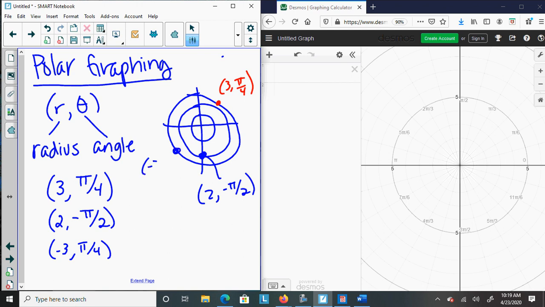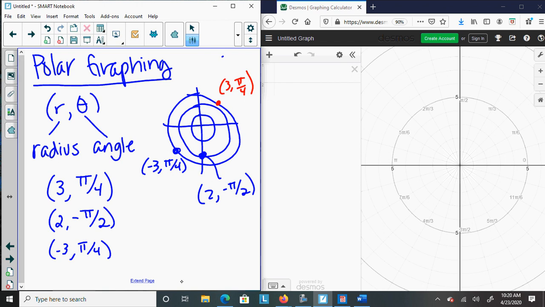This one is negative 3 pi over 4. So from the origin, you backtrack rather than going forward in the circle. Okay, so that's just plotting points with an r and a theta: radius, how far from the center, and your angle measure, just like you're thinking about the unit circle, you'll go to that point. And we use this polar graphing, and now we can make different shapes with sines and cosines and whatnot.